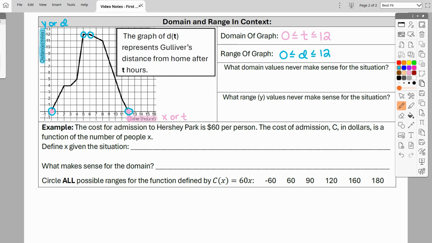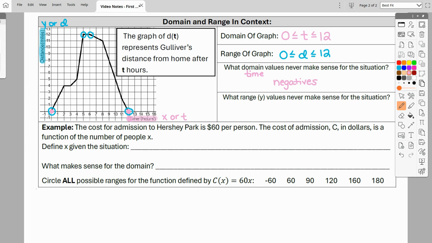Now, because we're talking about context, we want to think what domain values never make sense for this situation. Well, my domain values are going to be representing time. When we talk about time, especially the time traveled away from your home, it's never going to include negative numbers. So what domain values never make sense for the situation will be negatives here.